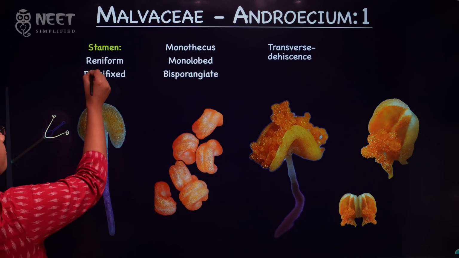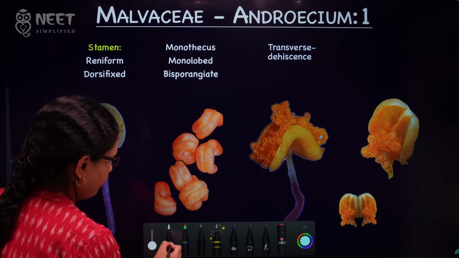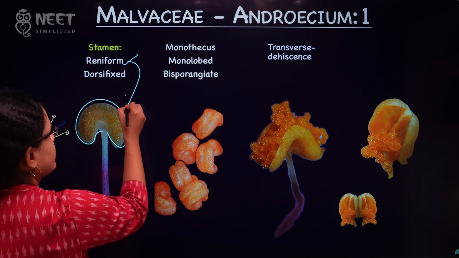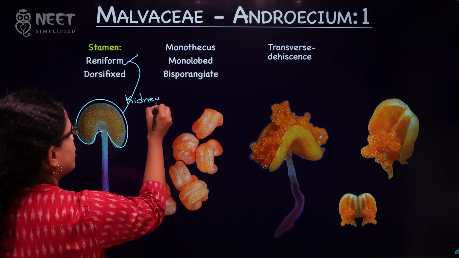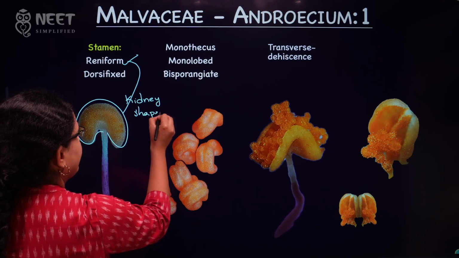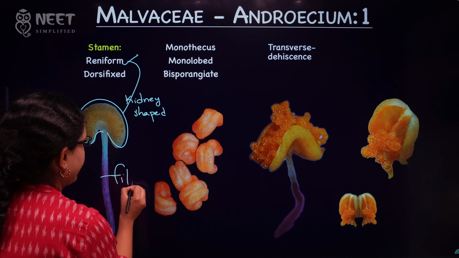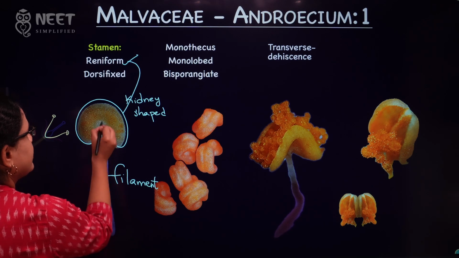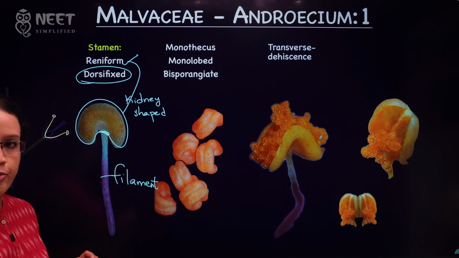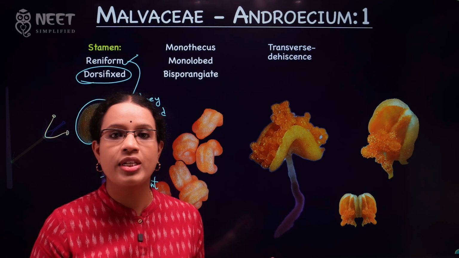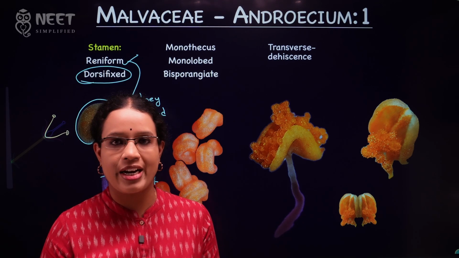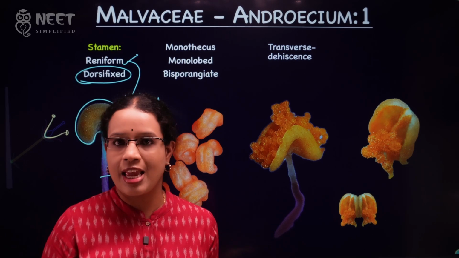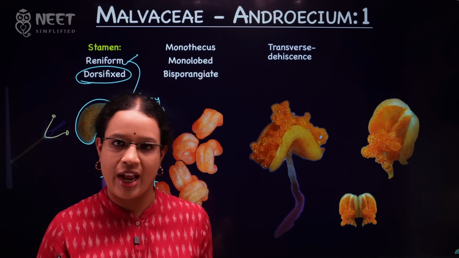Now you're going to see the stamens with the anthers that are reniform. And what is reniform? These are kidney-shaped anthers, which you can see here very clearly. And you have the filament which is fixed at the back side, that is, it is dorsifixed. Now what about the number of stamens? You will see multiple stamens, and we call this the infinite condition, where you have innumerable stamens. We cannot really count them, so we call that the infinite condition.